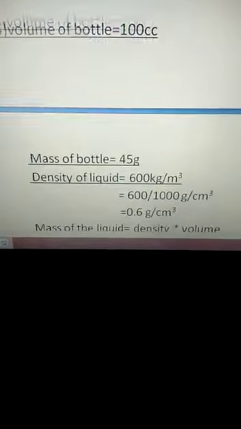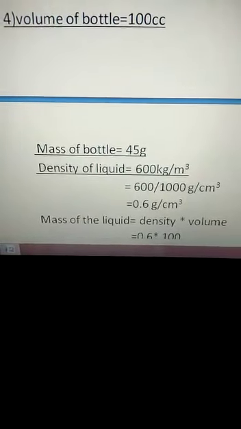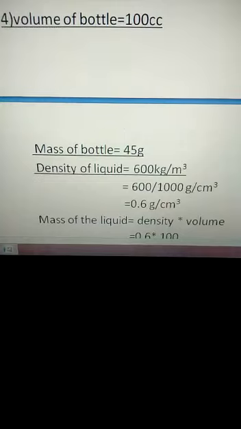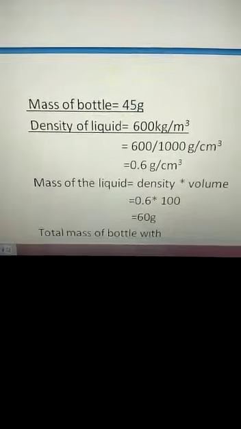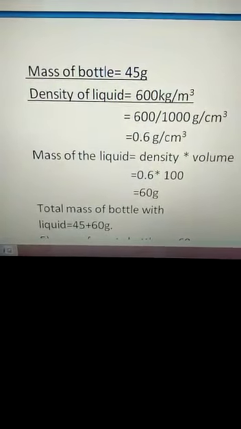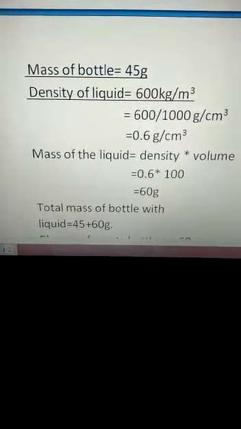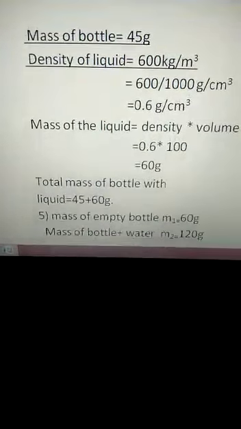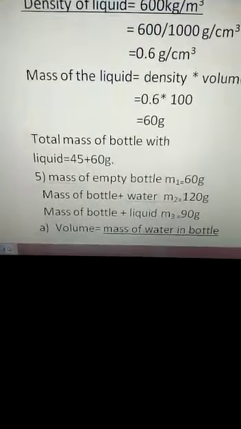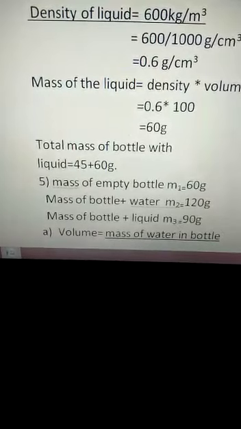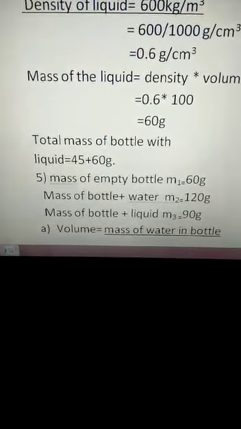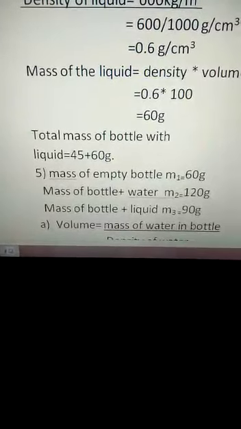Now the volume of the bottle is given as 100 cc, the mass of the bottle is 45 gram, and the density of the liquid is given in kg per meter cube. So that we will convert into gram per centimeter cube by dividing it by 1000. Then the mass of the liquid can be found out by density into volume, 0.6 into 100, that is equal to 60 grams. So the total mass of the bottle with liquid, the mass of the bottle is 45 and the mass of the liquid is 60, so 45 plus 60 will be 105 gram.